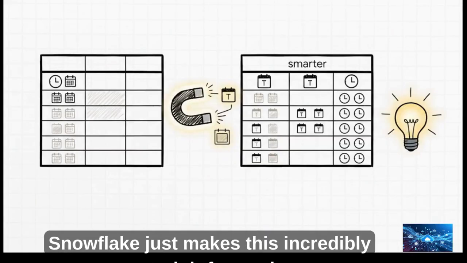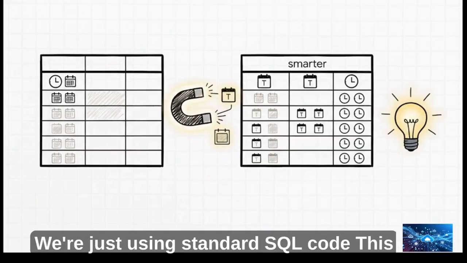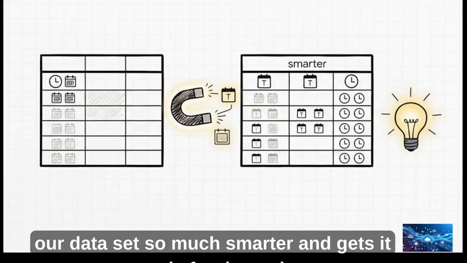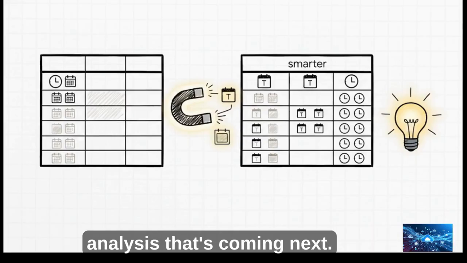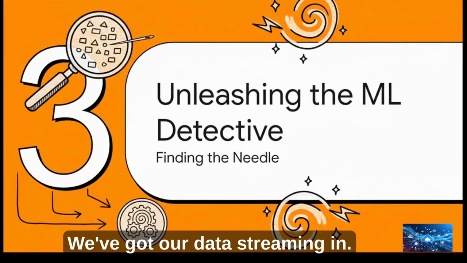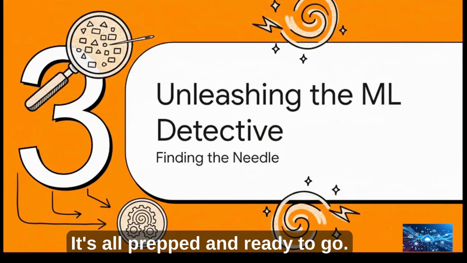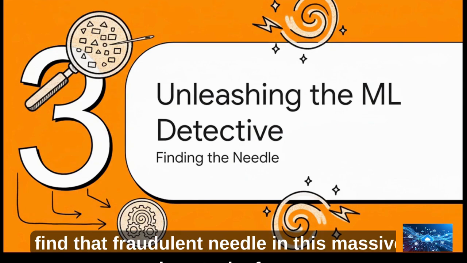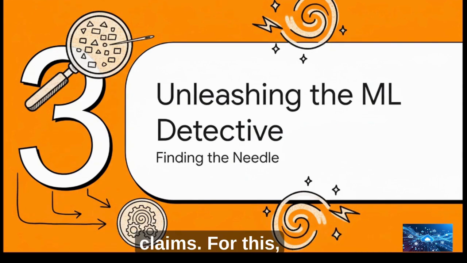And again, Snowflake just makes this incredibly straightforward. We're just using standard SQL functions, like extract. You can see here we're just pulling out the hour. We could do the day of the week, the month, whatever. This makes our dataset so much smarter and gets it ready for the real analysis that's coming next. All right, now for the really exciting part. We've got our data streaming in, it's all prepped and ready to go. So it's time to unleash our machine learning detective to find that fraudulent needle in this massive haystack of claims.